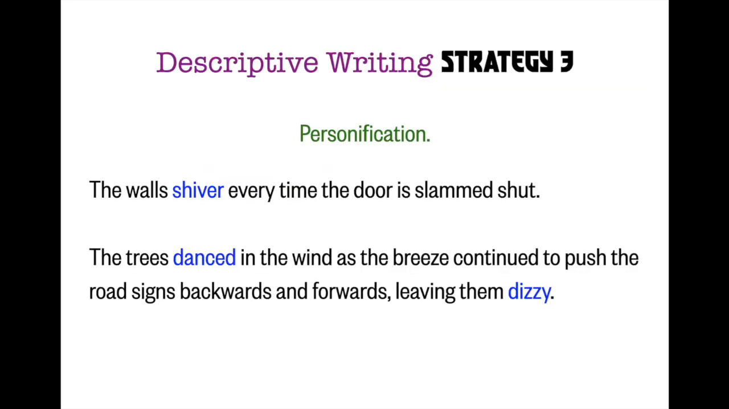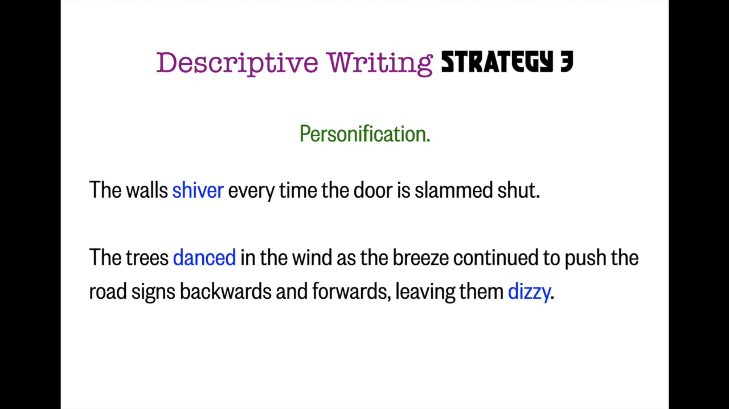Descriptive writing strategy number 3 is called personification. And personification is giving inanimate objects the characteristics of a person. So we describe things which are not alive as though they were people. And I've provided you with 2 examples there. The first one says the walls shiver. Have you ever been in a building that when you slam the door, it shakes slightly?